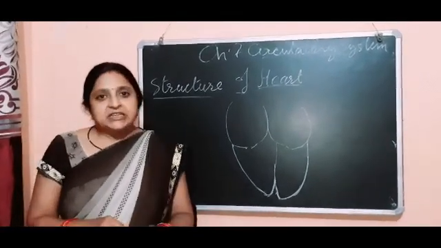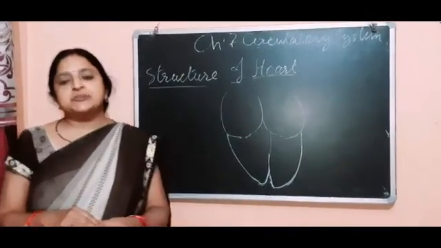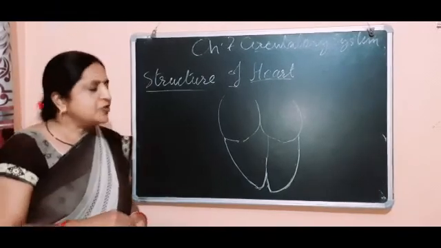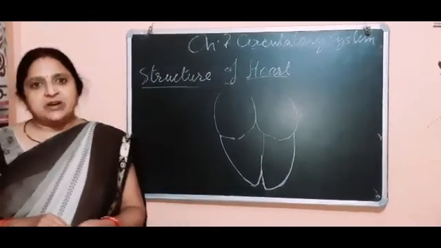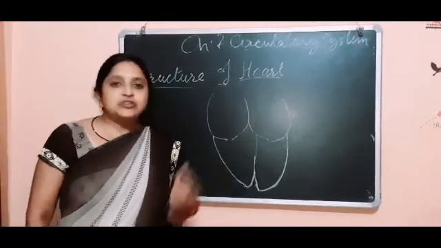The double layered membrane is called the pericardium, and our heart is made up of a special type of muscle, and that muscle is called cardiac muscle. This is all about the external structure of the heart. Now the internal structure: our heart is divided into four chambers.